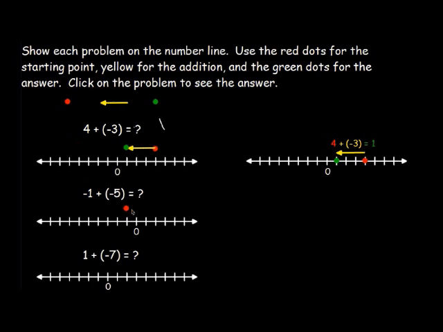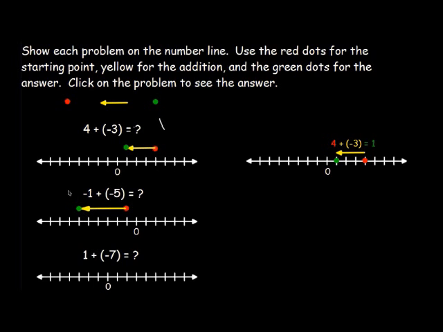Alright, since I have a negative 1 as my first one, that's where I'm going to start. So we're going to start right here. I'm adding a negative, so that means I'm going to move to the left. And since it was a 5, that means we're going 5 to the left. So we're just going to count that. 1, 2, 3, 4, 5. And I'll put my green dot down here.